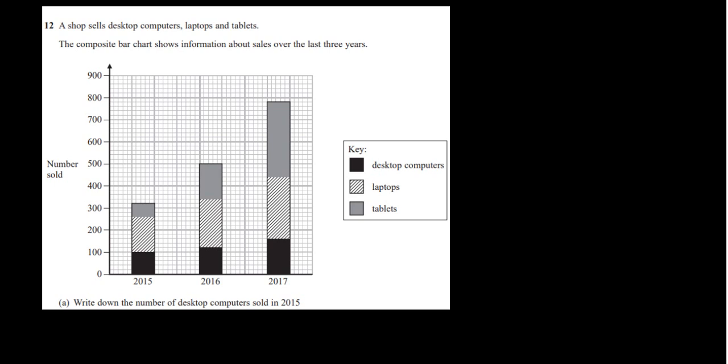Write down the number of desktop computers sold in 2015. So we're just finding this bit, and that is 100. So that answer is just 100.